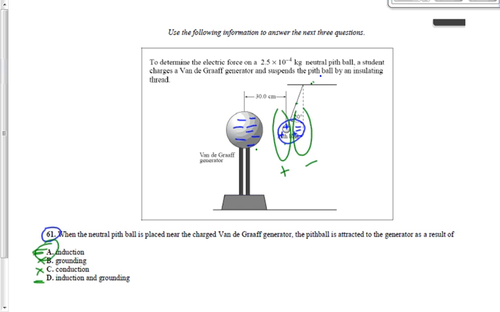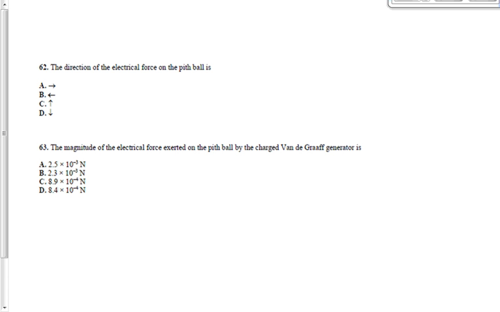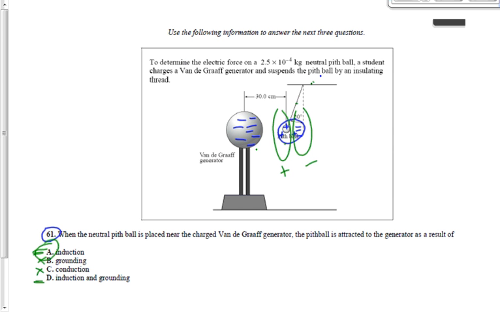All right, related to the same diagram, I'm going to real quickly do multiple choice number 62. You can submit that one, please, as, once again, multiple choice number 1. All right, we want to find in that question the direction of the electric force on the pith ball. We've got responses from most of you, and most of you agree on the answer here. The pith ball is pulled towards the Van de Graaff generator.